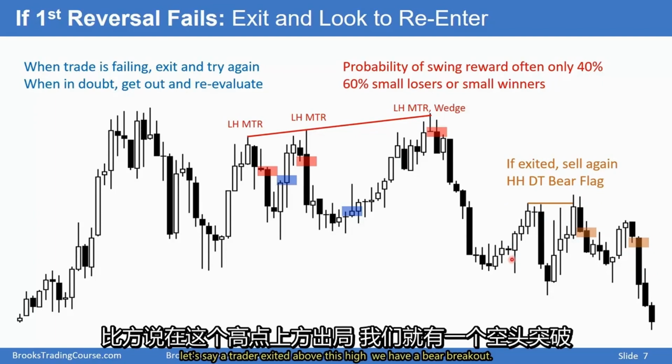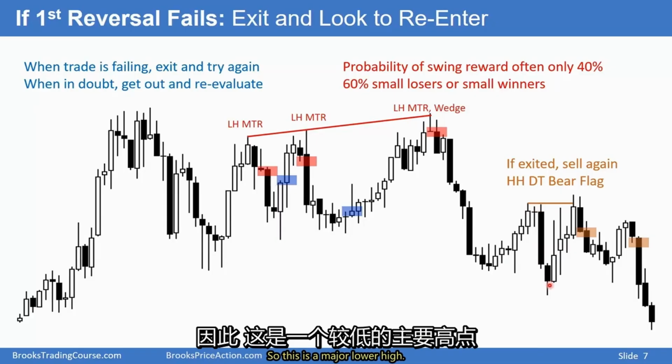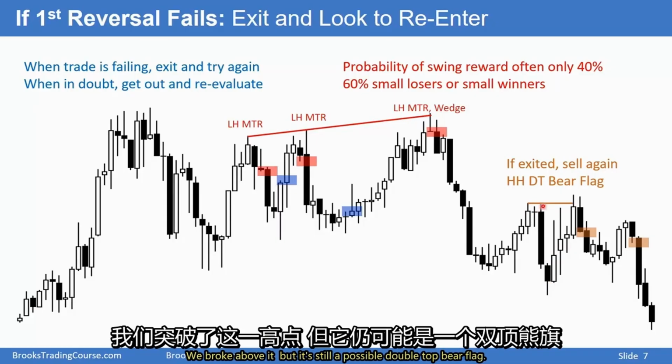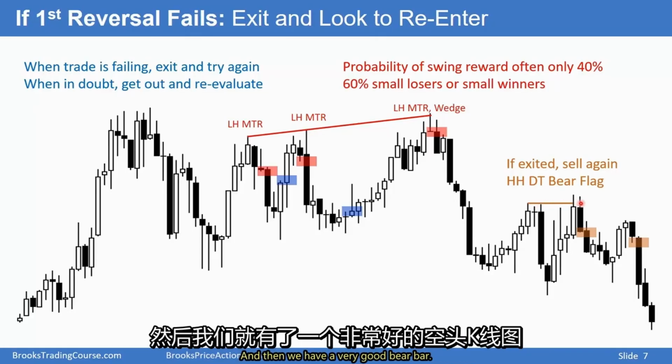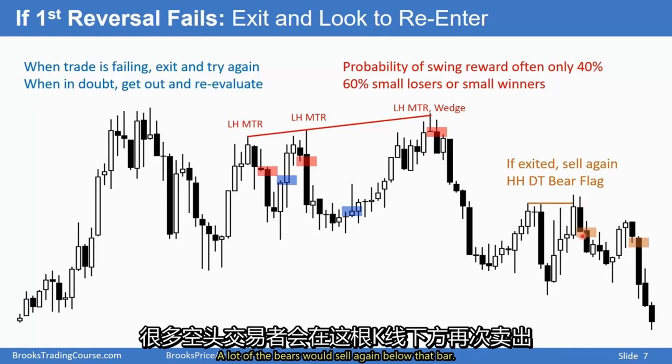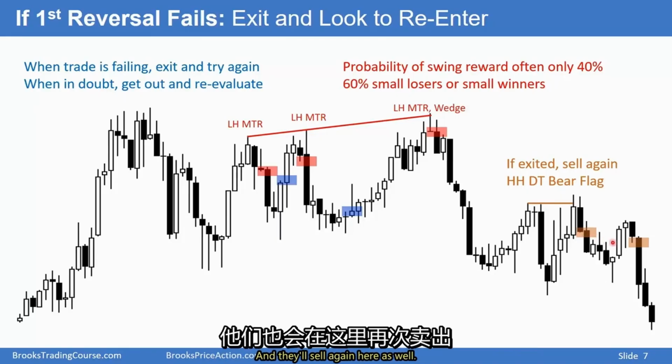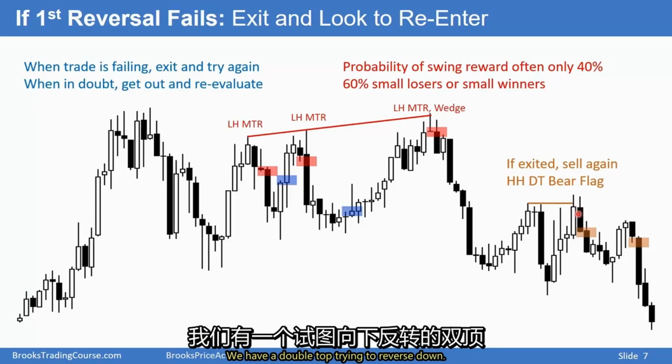Let's say a trader exited above this high, we have a bear breakout, so this is a major lower high. We broke above it, but it's still a possible double top bear flag, and then we have a very good bear bar. A lot of the bears would sell again below that bar, and they'll sell again here as well. We have a double top trying to reverse down.